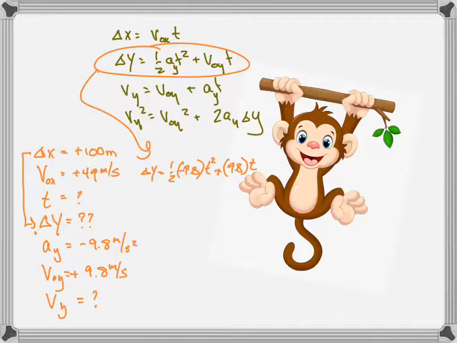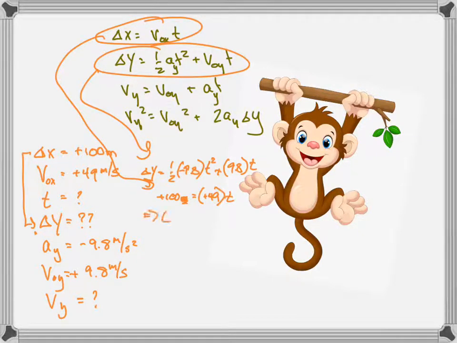So we need to go to a second equation to figure out T. So I'm going to use that one. Delta x, plus 100 meters, equals v0x, plus 49, I guess I was leaving off units, times T. Therefore, T is equal to 2.04 seconds. Plug that back into delta y. Therefore, delta y is equal to, and I'm not going to write it out again. Let's just go ahead and multiply it out.